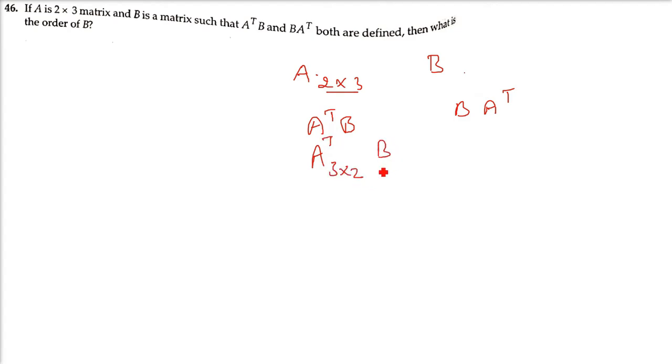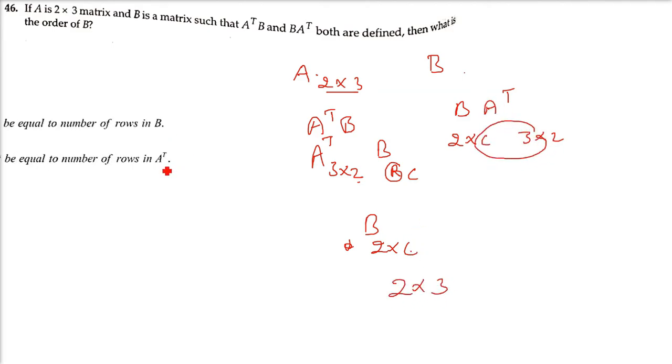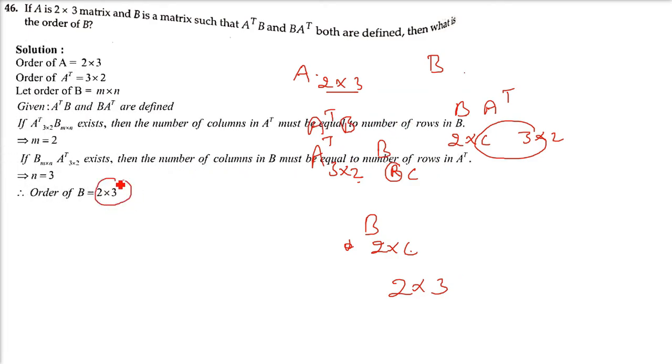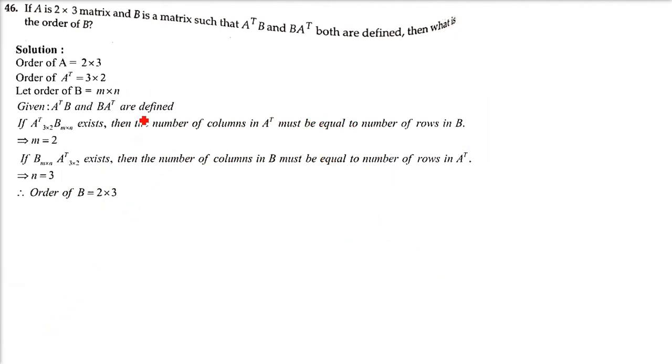And since A transpose B is defined, row of B has to be equal to 2. So we got the row of B, row into column. Now B A transpose is also defined. B is 2 into C, C assumed to be column. And A transpose is 3 by 2. So since B A transpose is also defined, C has to be 3. So the order is 2 by 3. But you have to do it in this way, one by one step you have to take.